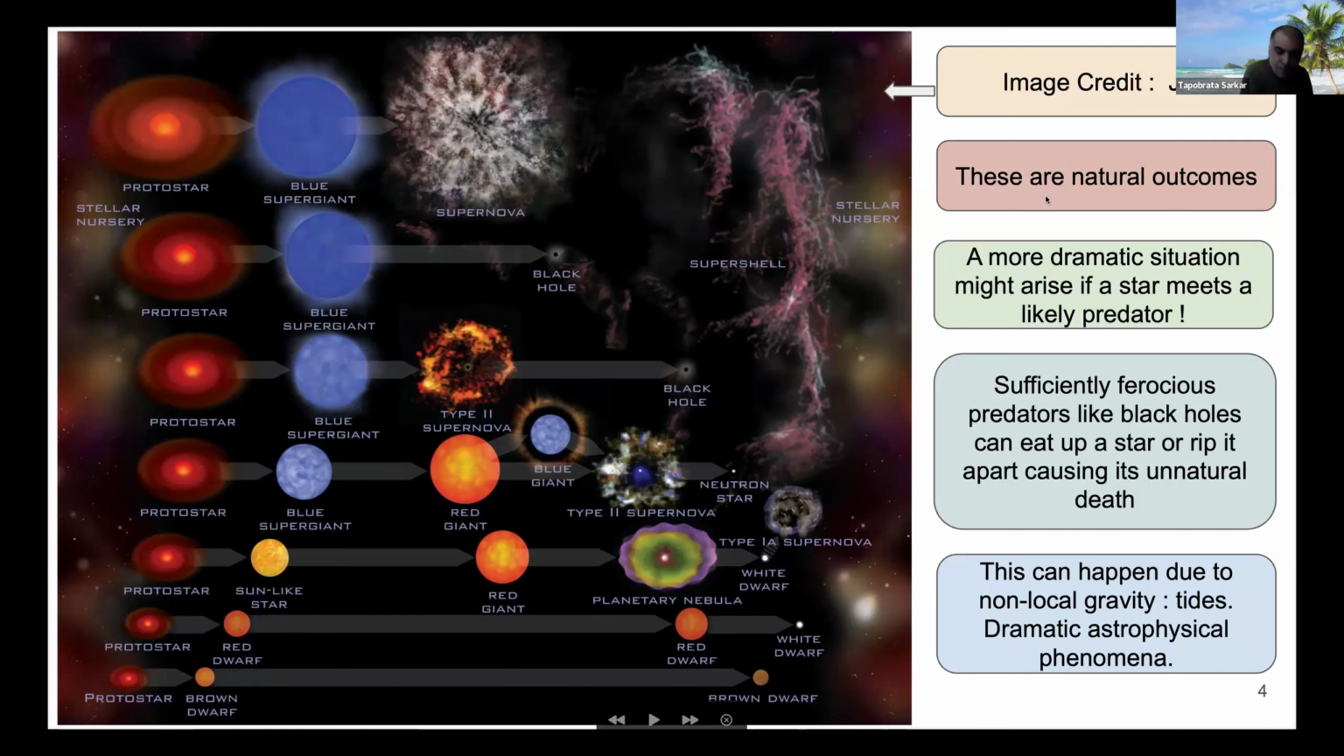Now, there might be a more dramatic situation when a star meets a likely predator. Predator as in a black hole or a very massive object like maybe a neutron star.